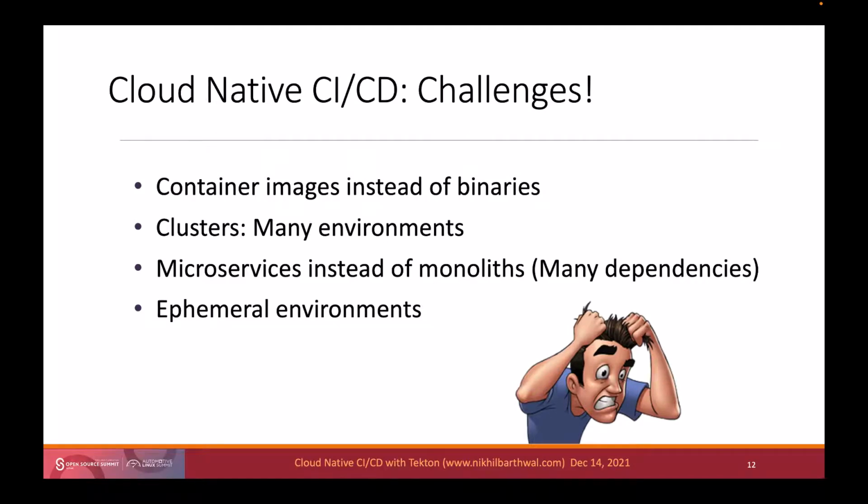Third, you're talking about clusters. So you're talking about many environments, your different clusters. You're also talking about microservices instead of monolith. Now, what is the problem with microservices? Well, the problem with microservices is dependencies, right? They are small independent units with several dependencies.